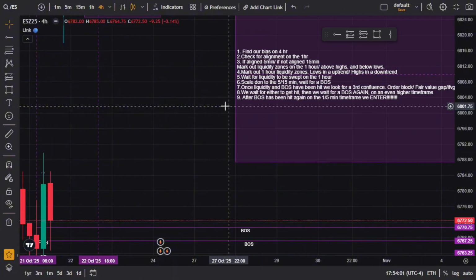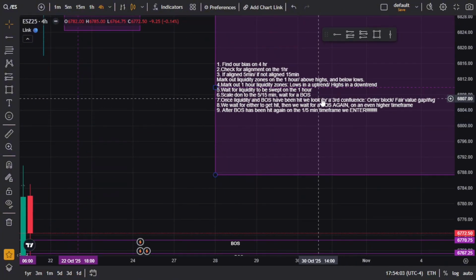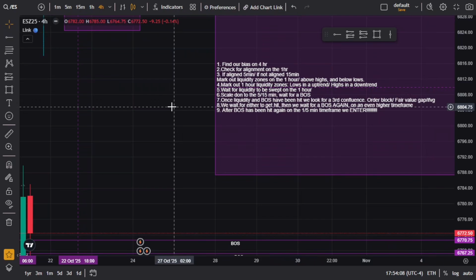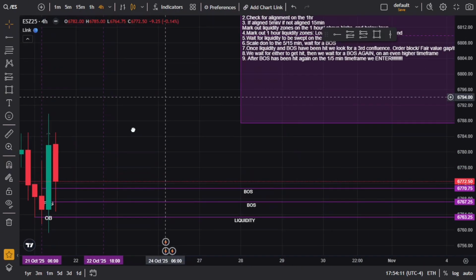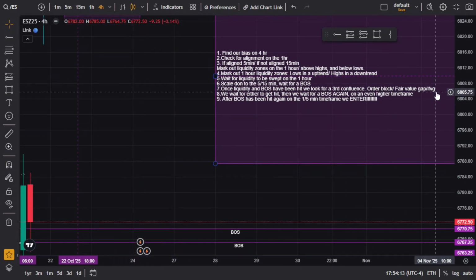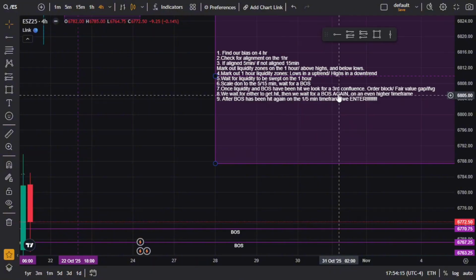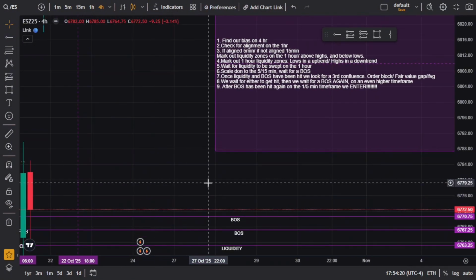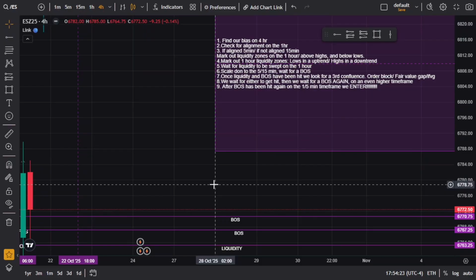We're going to scale. Once liquidity and breaker structure have been hit, we look for a third confluence, right? Order block, fair value gap, and inverse fair value gap. We wait for either of those confluences to get hit, these recent ones we just marked out. Then we wait for a breaker structure again, meaning, you're like, well, didn't we already just do a breaker structure? Yes, but we're going to do a breaker structure in the opposite direction, right?